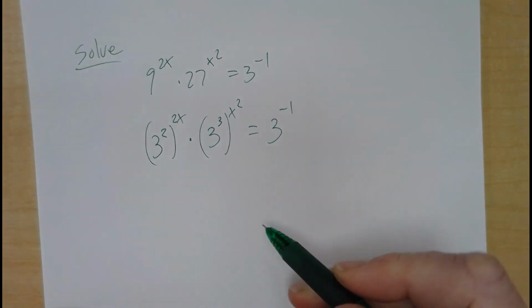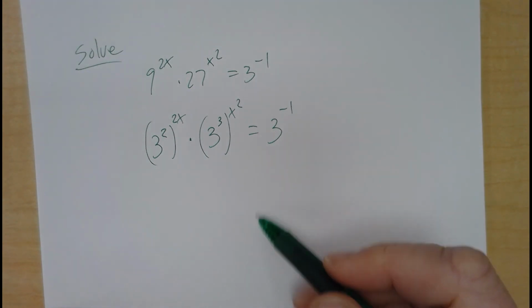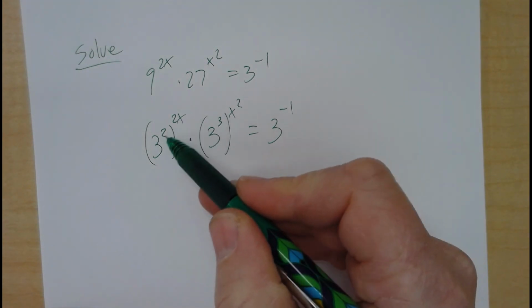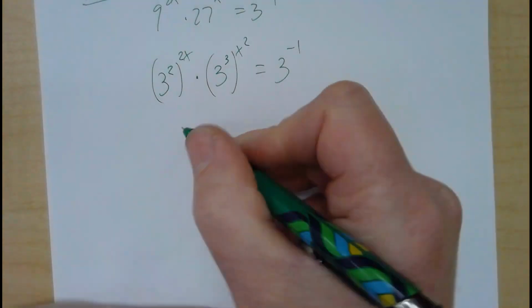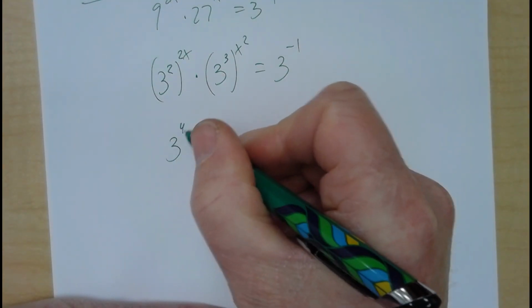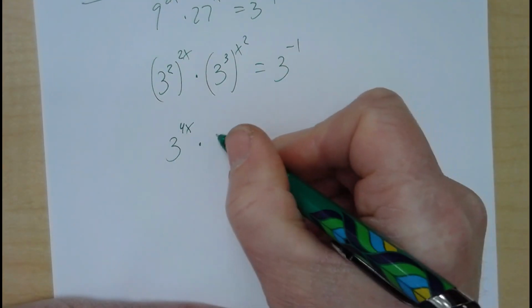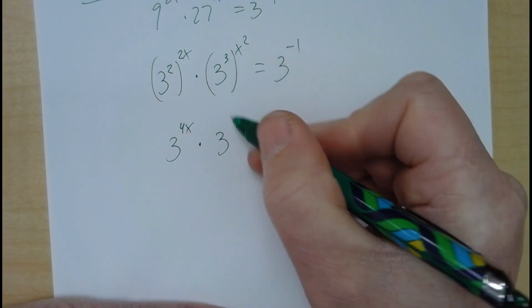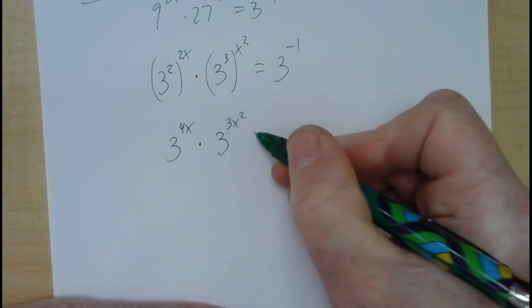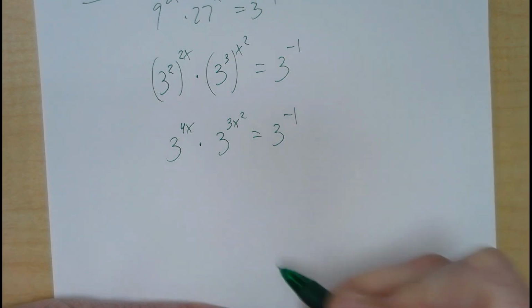Now all the bases are the same. Then we had the rule: when you have an exponent raised to an exponent, you multiply the exponents. So this becomes 3 to the 4x, times 3, and then you multiply those together. 3^(x^2) is equal to 3 to the negative 1.